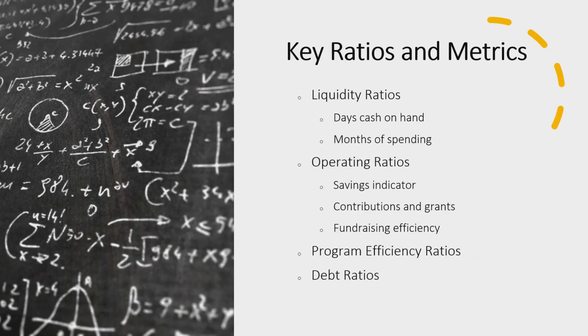Key ratios and metrics in financial reports help assess overall financial health. Liquidity ratios like days cash on hand and months of spending show how long we can operate on reserves. Operating ratios, including the savings indicator and fundraising efficiency, reflect sustainability and resource use. Program efficiency shows mission alignment, while debt ratios highlight long-term financial stability.